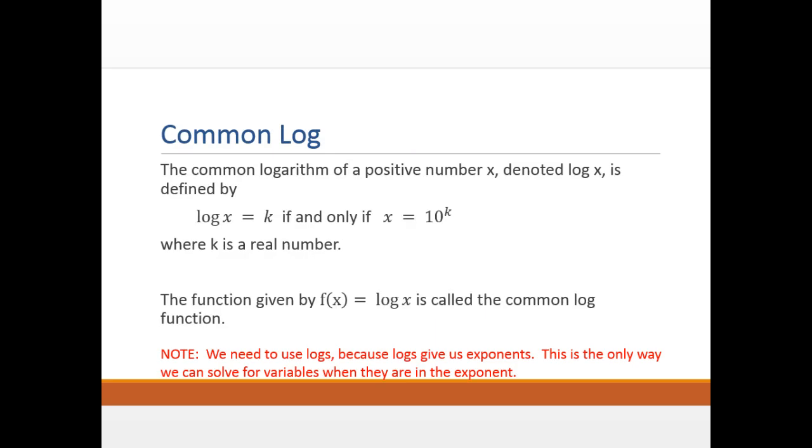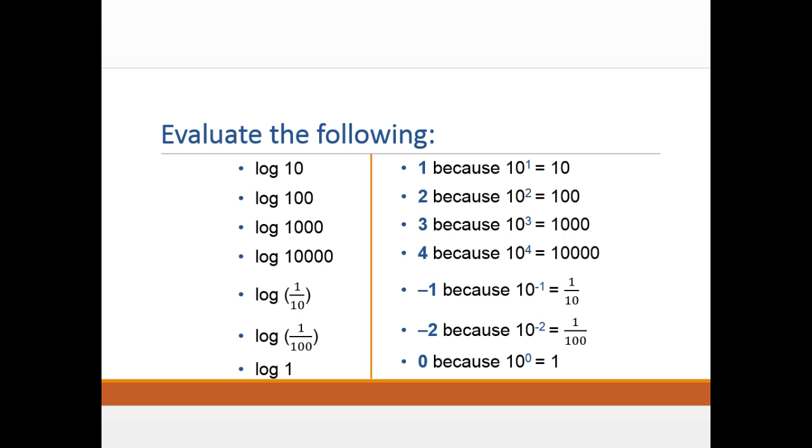A common log of a positive number x, denoted by log of x, is defined to be log of x equals k if and only if x equals 10 to the k, where k is a real number. Notice that k equals log of x. So if we were actually looking for what k was and we knew what x was, we could actually solve this. Logs are very important because logs actually give us exponents.